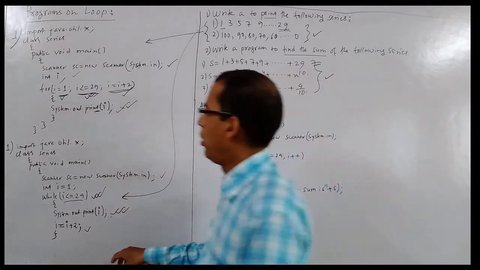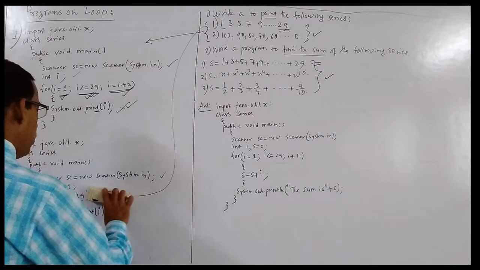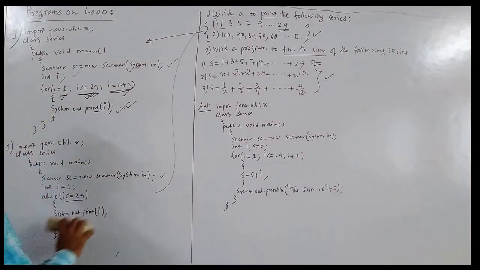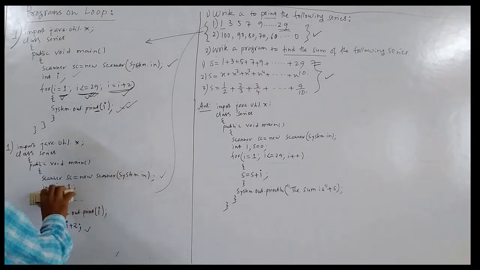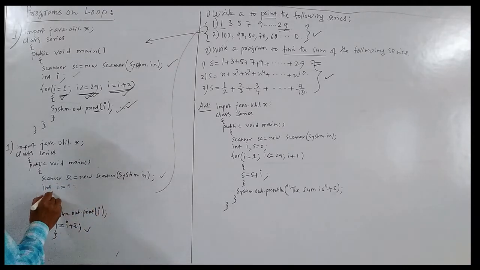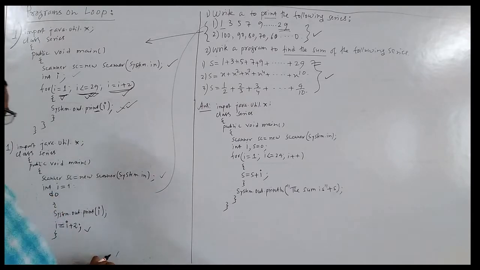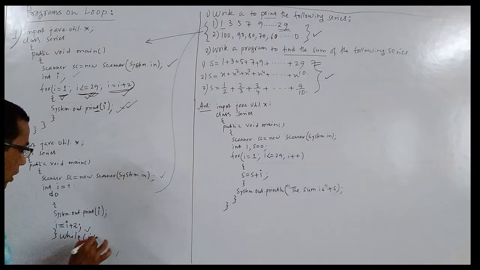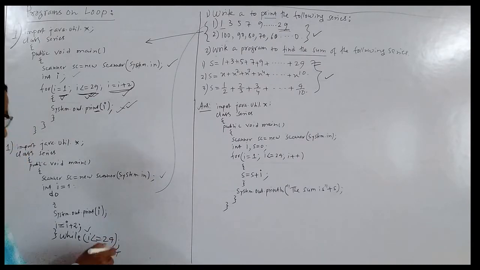Now we will do the same program using a do while loop. You just see here. What you have to do is remove this line and write here do, and at the end you will write while I less than equals to 29. Semicolon is a must here.